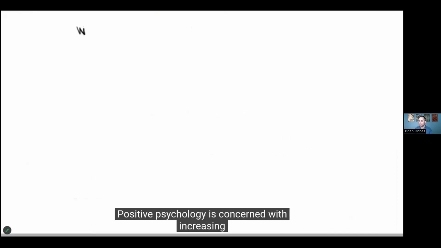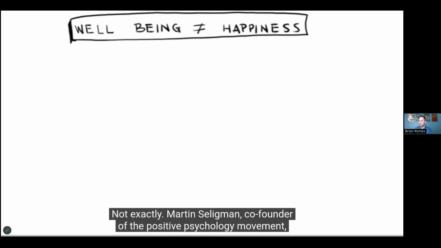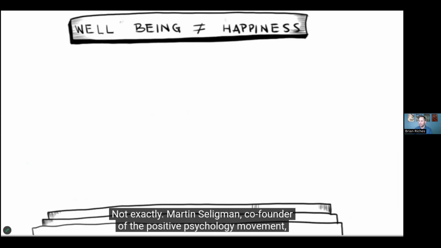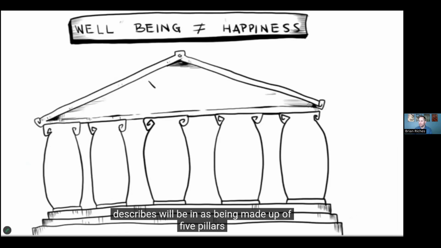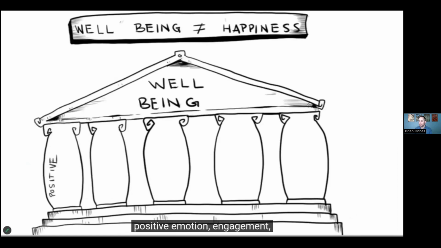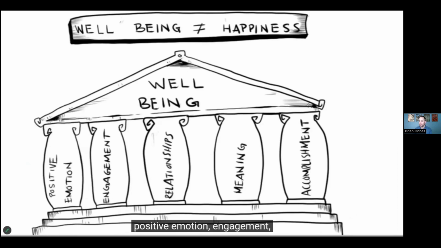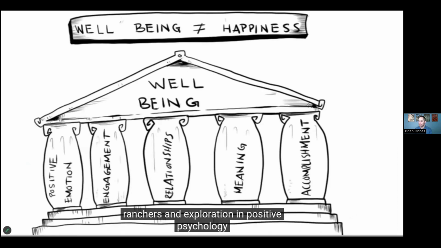Positive psychology is concerned with increasing well-being. Is well-being the same thing as happiness? Not exactly. Martin Seligman, co-founder of the positive psychology movement, describes well-being as being made up of 5 pillars: positive emotion, engagement, relationships, meaning, and accomplishment.